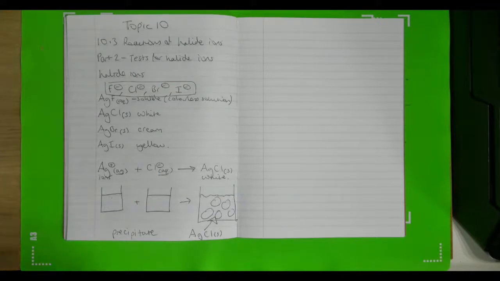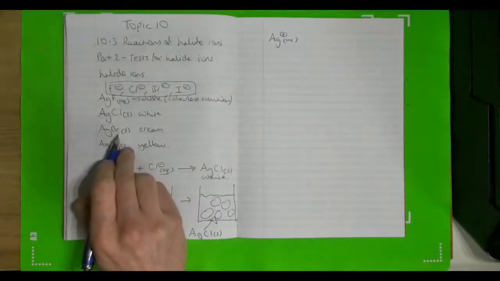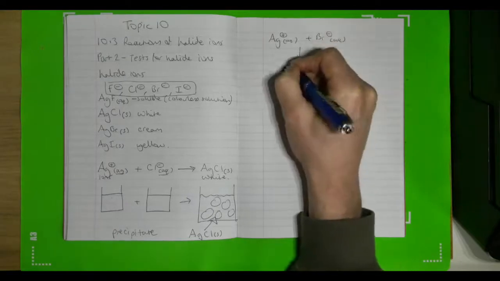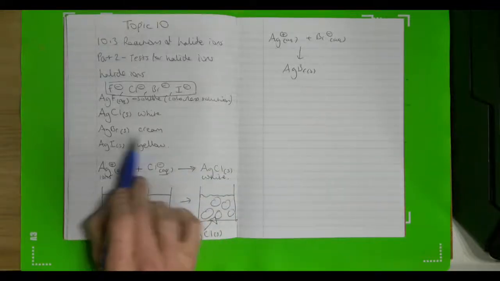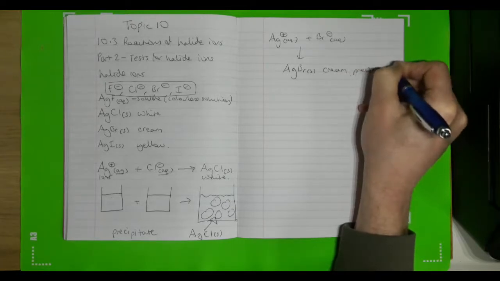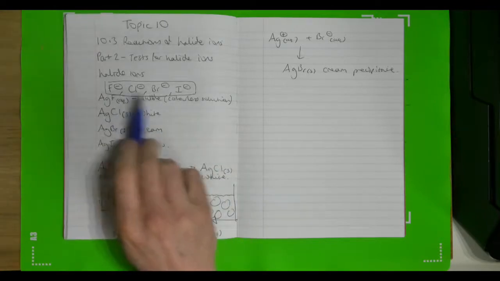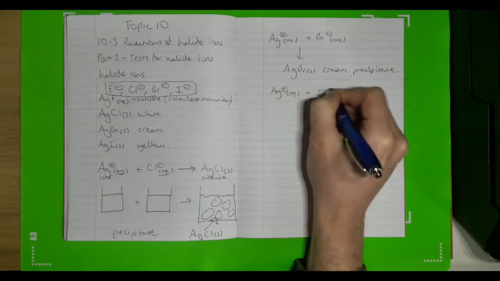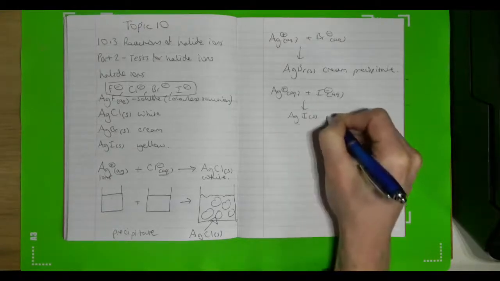If I repeat the experiment, this time using silver ions with bromide ions, then the product would be silver bromide solid. And we know that silver bromide is cream, so we see a cream precipitate. Or I could use the same experiment here with iodide instead. That will be a yellow precipitate.